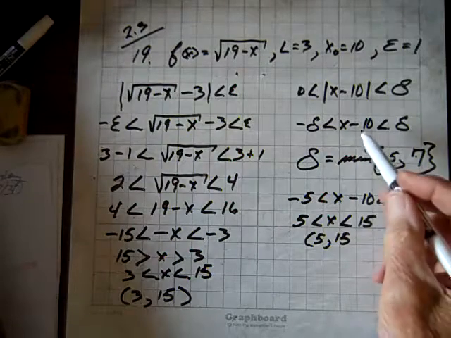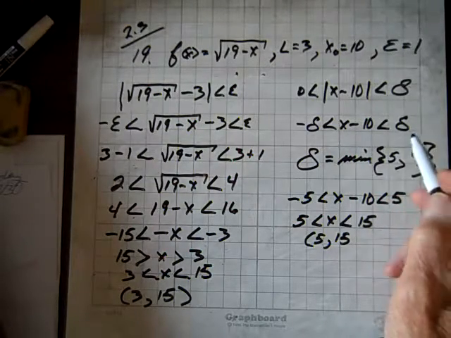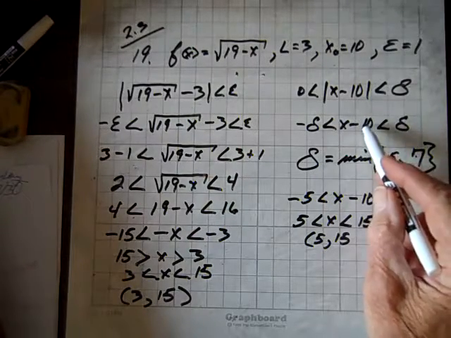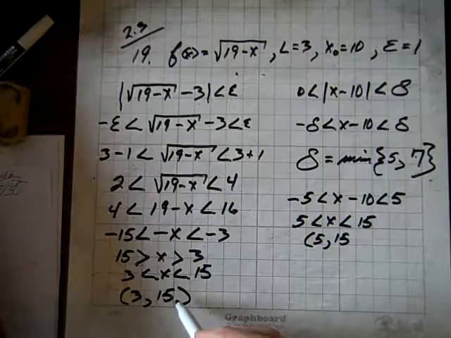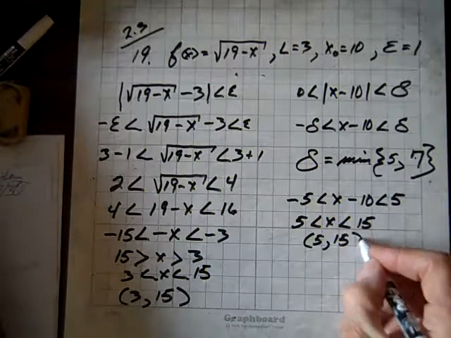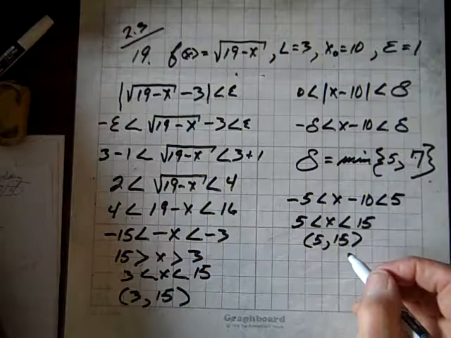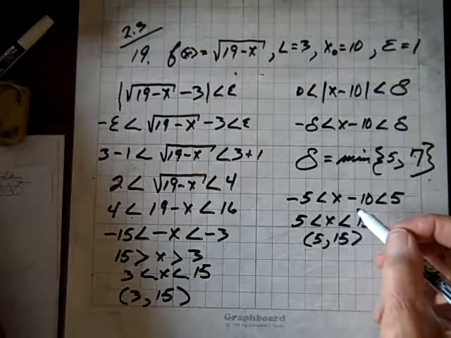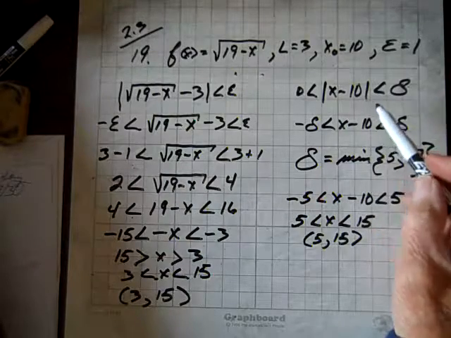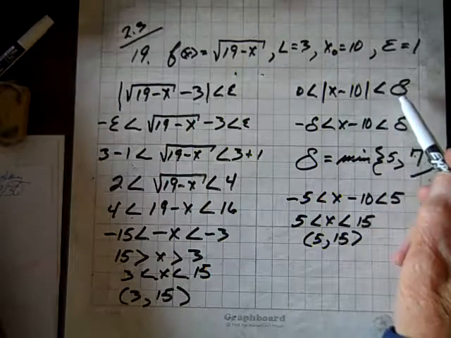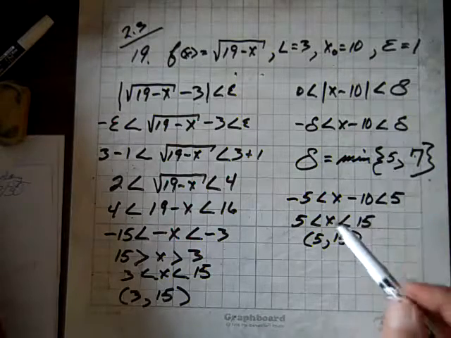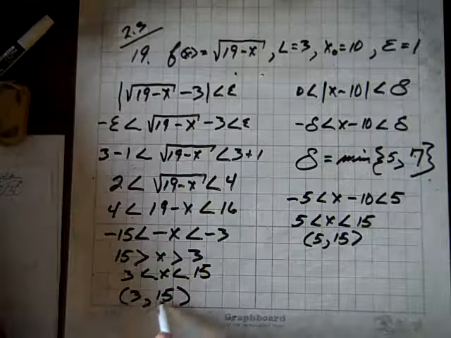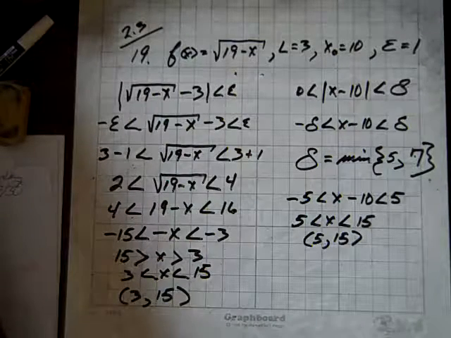On the other hand, if we'd replaced delta with 7, then we would have had 7 plus 10 is 17. That would have been outside the interval. So consequently, we found a delta that guarantees that if this difference is less than 5, then we're going to find x values that are within this interval. And we're done.